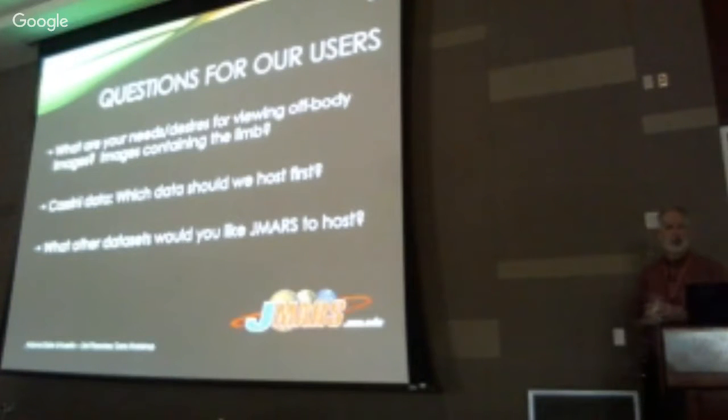So that's another thing. You can send us an email, you can talk to us. We'd really like to know what's the right first set of Cassini data that we could start using. And in general, what data sets do we not have that you'd like to see? We'll put them on the queue and we'll get them in there as time allows.